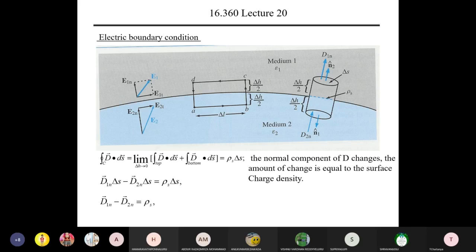For calculating, let me represent a path starting from A to B, B to C, C to D, and D to A. A to B is a length, and B to C is a height. A to B lies completely in medium 2, and C to D lies completely in medium 1.